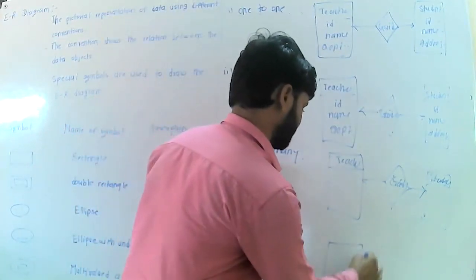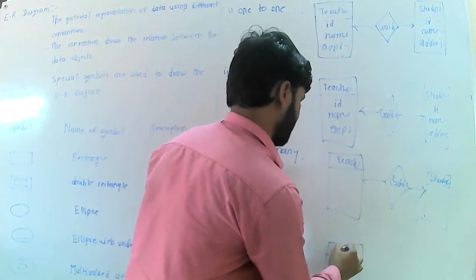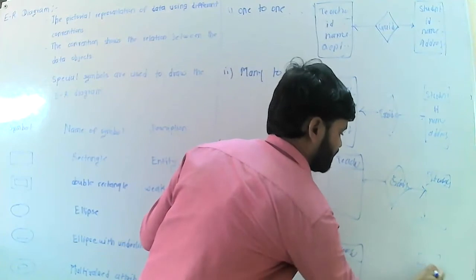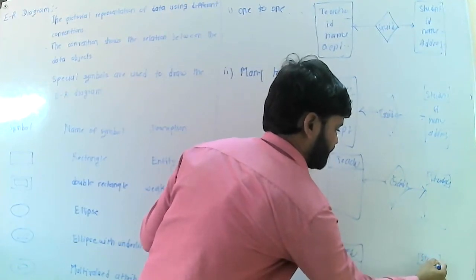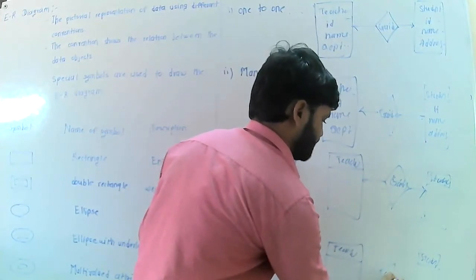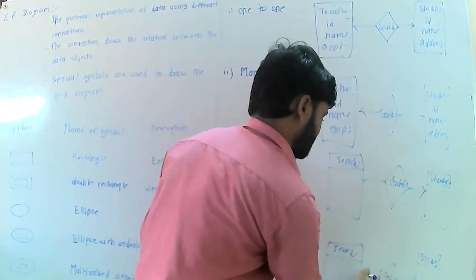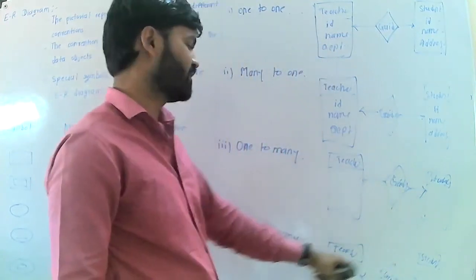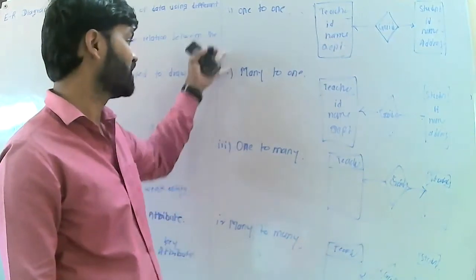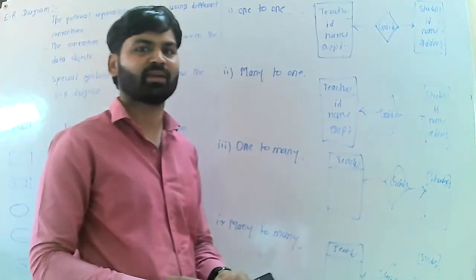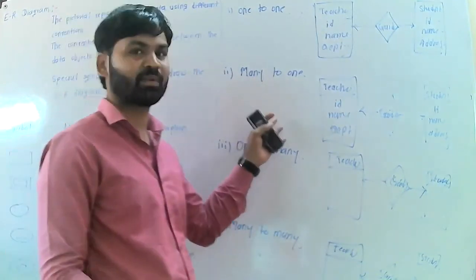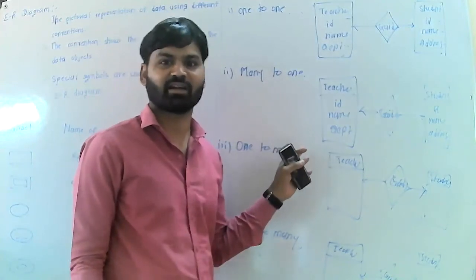Then the last one: teacher, student, can guide. Many teachers can guide many students. This is the last, many to many. So these are the four types of your mapping cardinalities. You can show all these different representations by using your ER diagram.